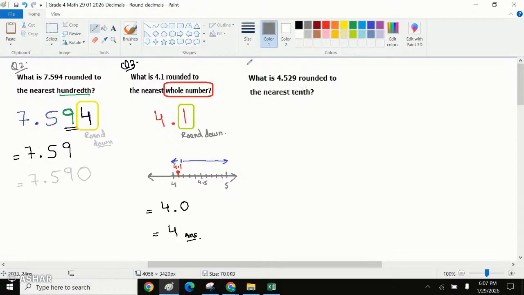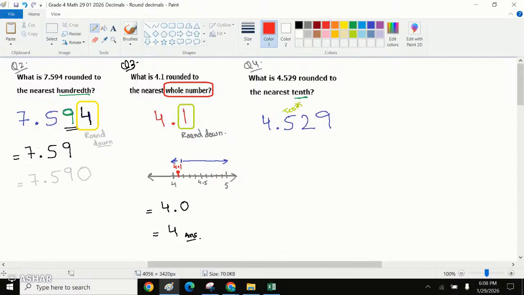Let me copy question number 4. We need to round it off to the nearest tenth, right? Let's write down the number. The number was 4.529, right? So if we need to round it off to the nearest tenth position, this was the tenth. This needs to be rounded.